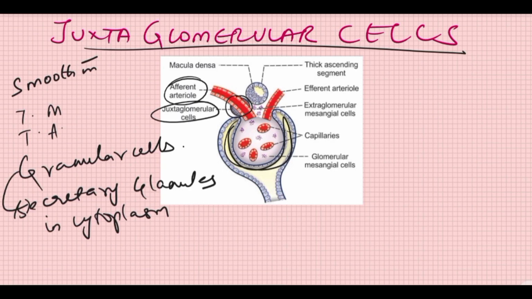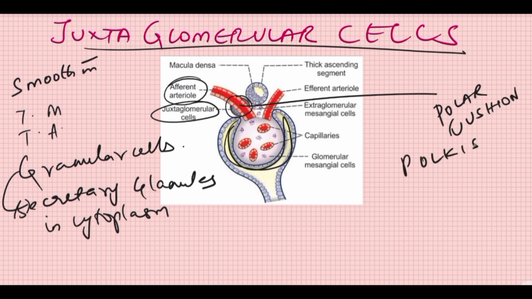JG cells form a thick cuff, which is also known as the polar cushion or polkissen, around the afferent arteriole before it enters the Bowman's capsule.